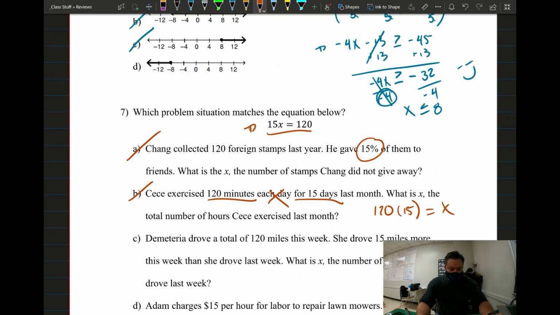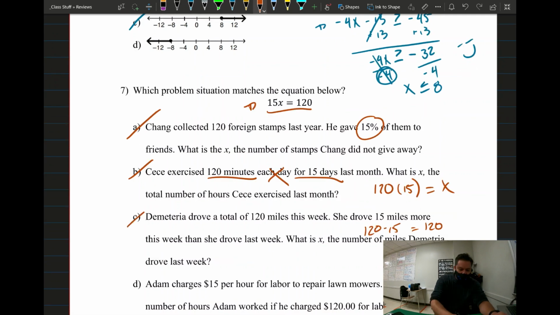C. Demetria drove a total of 120 miles this week. So total. She drove 15 miles more this week than she drove last week. So last week was 120 minus 15. What is x? It doesn't even make sense, right? So it's not going to be C.